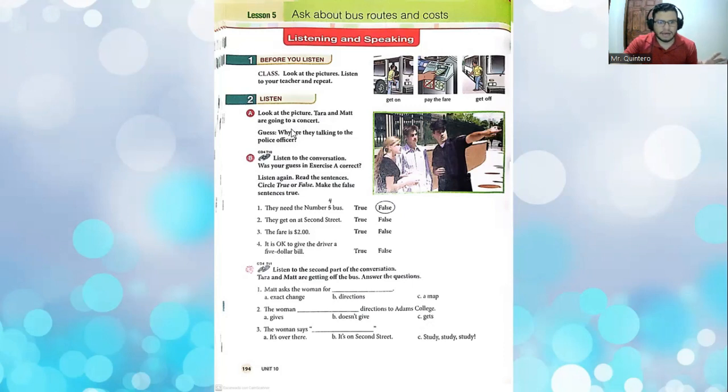Look at the picture. Tara and Matt are going to the concert. Why are they talking to the police officer? Listen to the conversation. Was your guess in exercise A correct? Listen again, read the sentences. Circle true or false and make the false sentences true. For example, "They need the number 5 bus" is incorrect. It's the number 4 bus, so it is false. Let's listen to audio number 10.